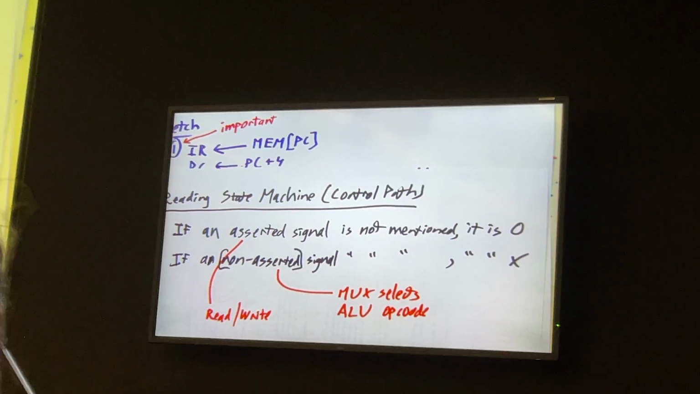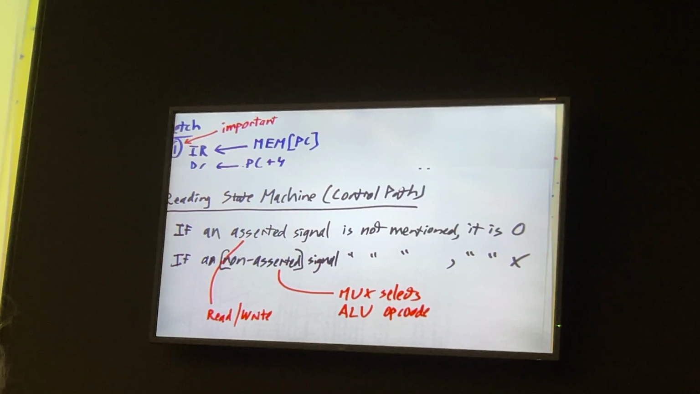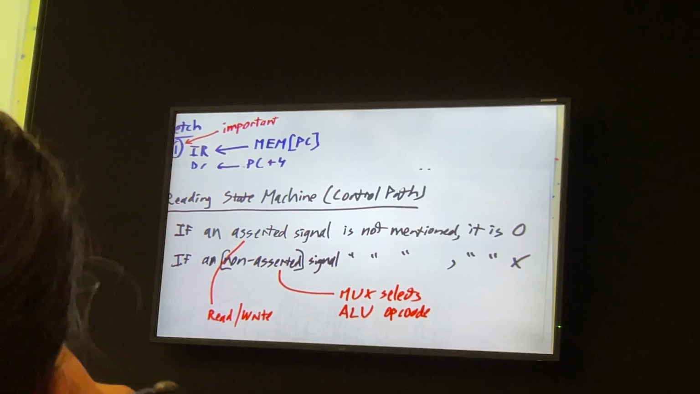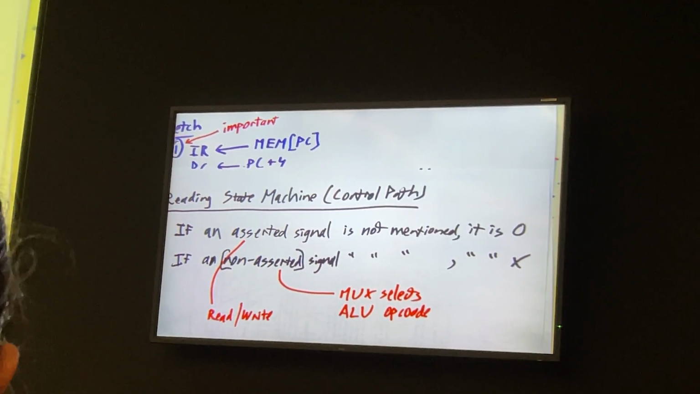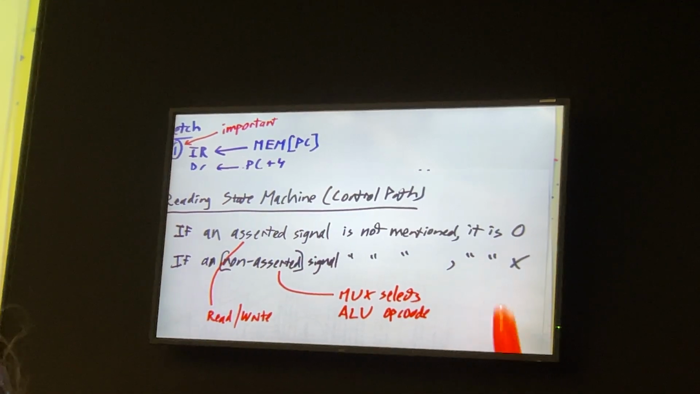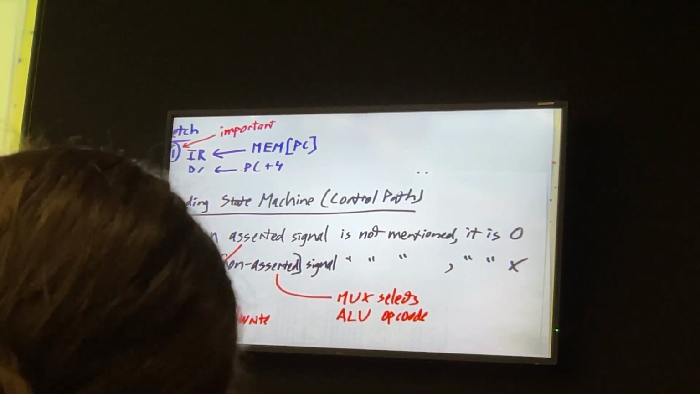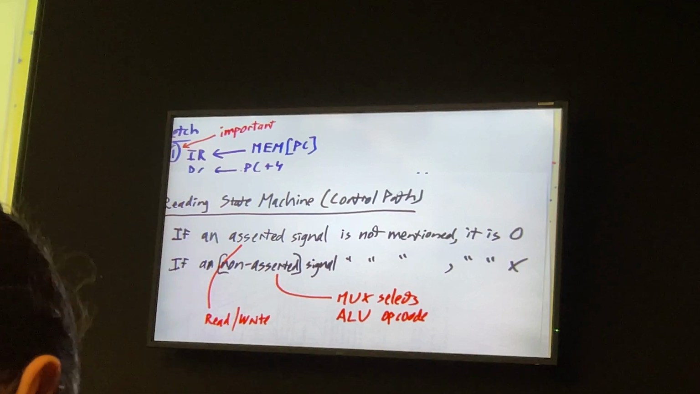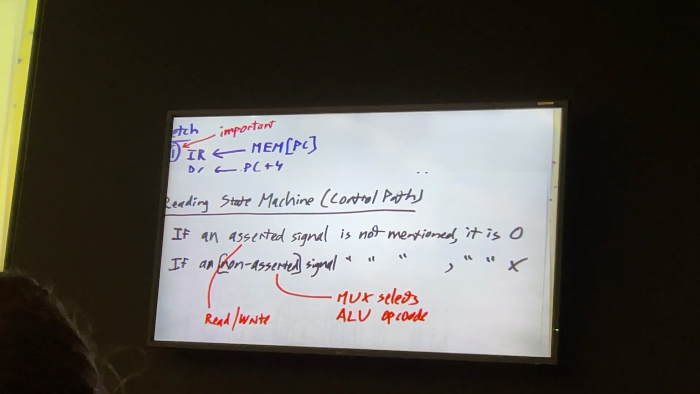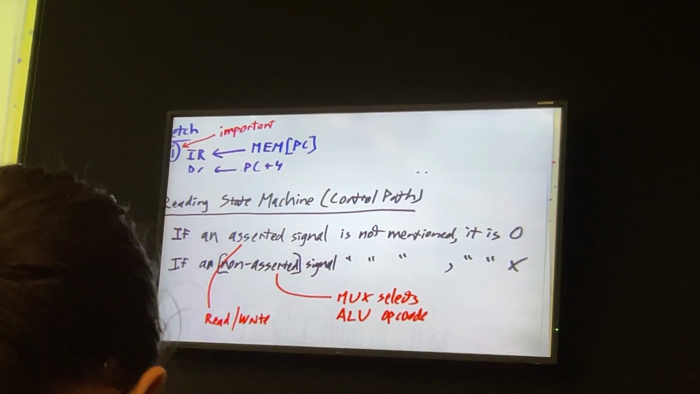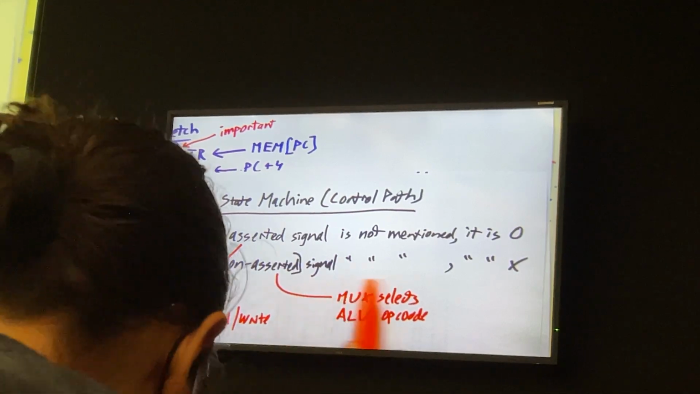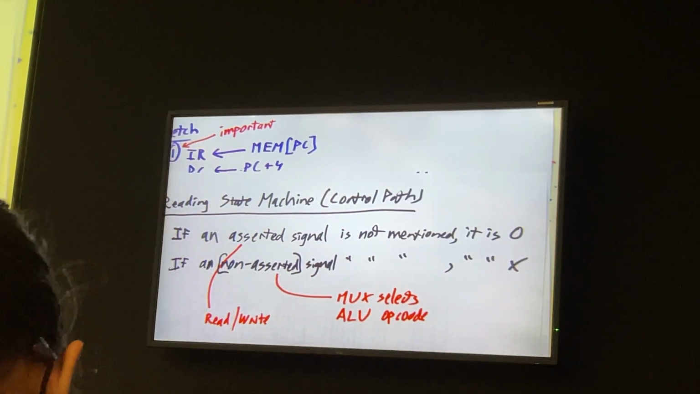We're going to read the state machine. If the signal is for something like a read or a write, we have to explicitly say if we're doing the read or the write, it's a 1. Otherwise it is assumed to be a 0. This is what we're sending to the VLSI designers. They're going to read that. If you don't mention it, they're going to interpret it as a 0.